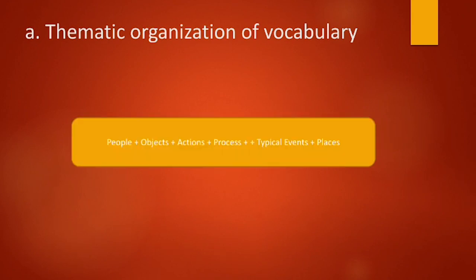Things that go together or happen together. A theme can be seen as including people plus objects plus action plus process, or a combination of action plus typical events and then plus places. The children can build up the theme. For example, we give them shopping, and then the children can pick the things or the activity in the shopping related to the theme.